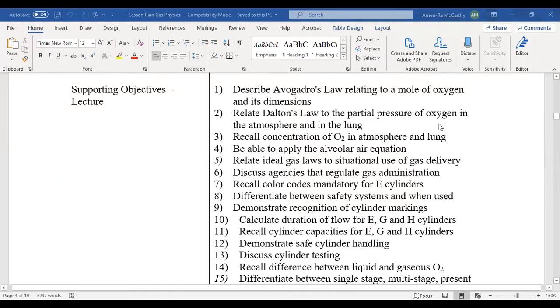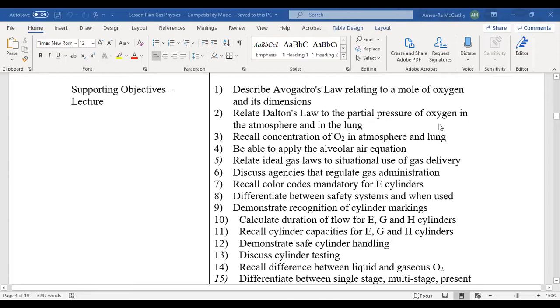Okay. Relate Dalton's law. It's another law. Dalton's law to the partial pressure of oxygen in the atmosphere. All right. Recall the concentration of oxygen in the atmosphere and lung. Be able to apply the alveolar air equation. Now, you've had the alveolar air equation, so this will be a welcoming overlap. Okay, we're going to talk about that alveolar equation more in depth in this unit and how we arrived at those numbers. Okay, I told you that the barometric pressure was 760, but you didn't know how we got to 760. And so now you're going to find those types of things out. Okay.